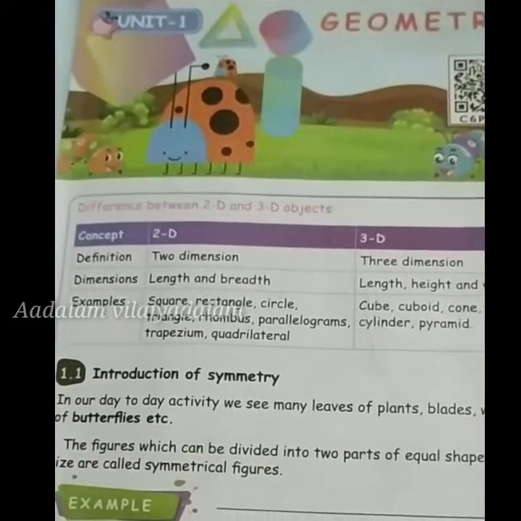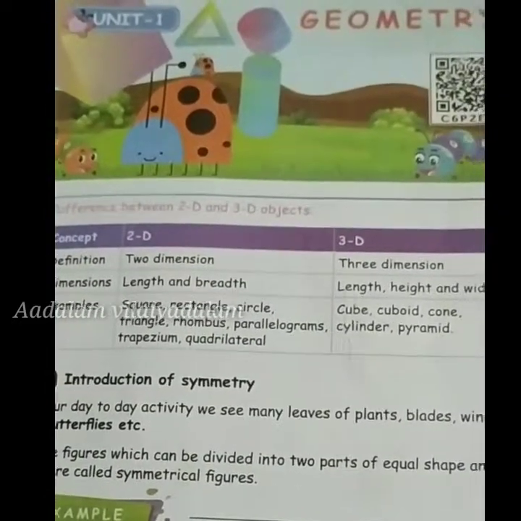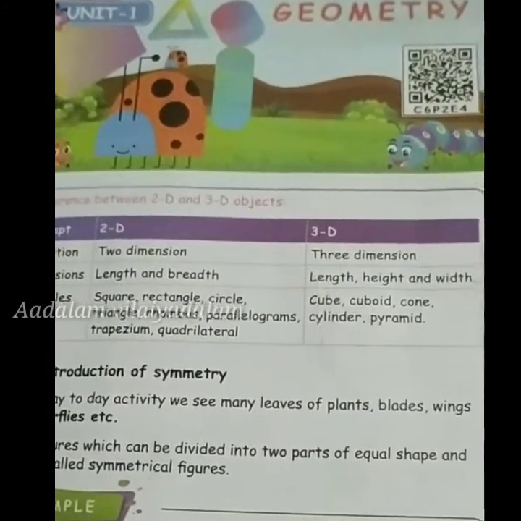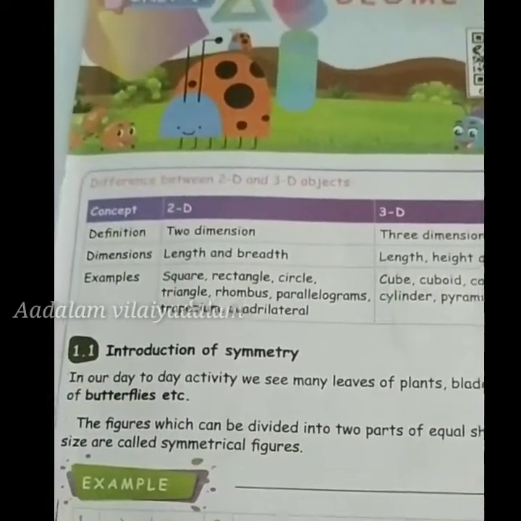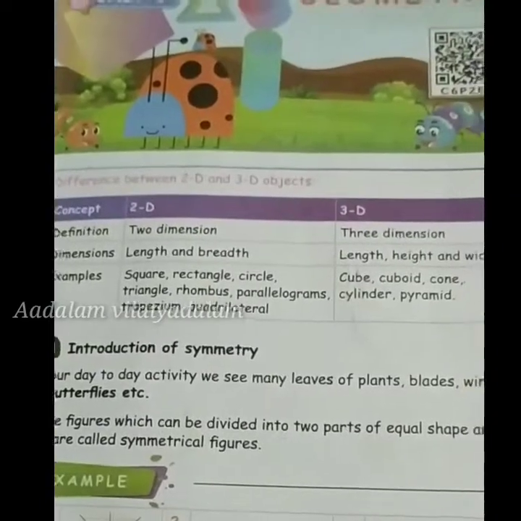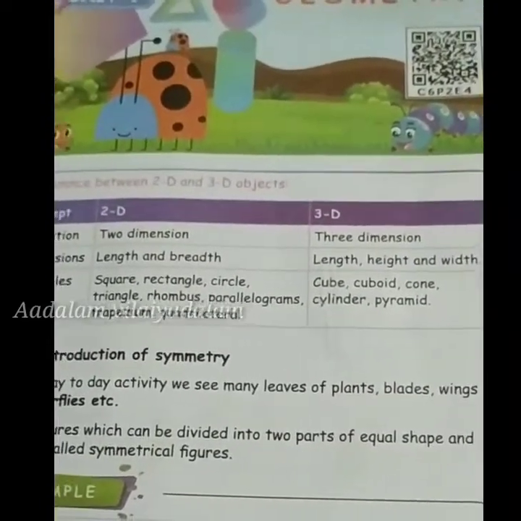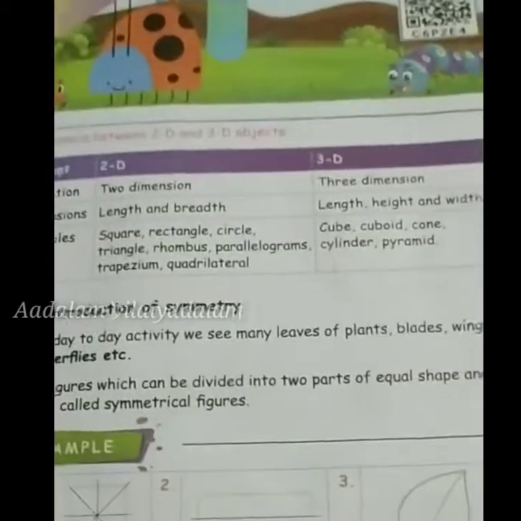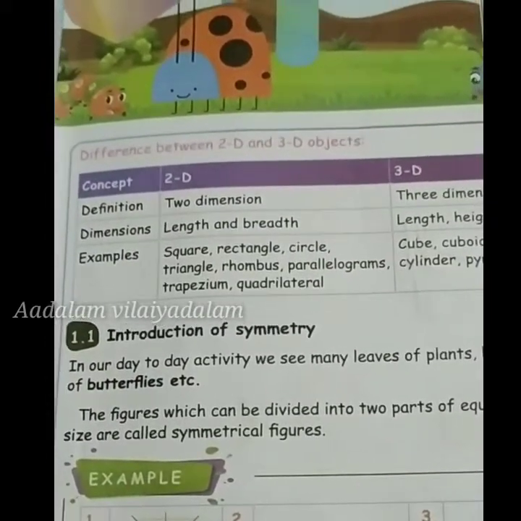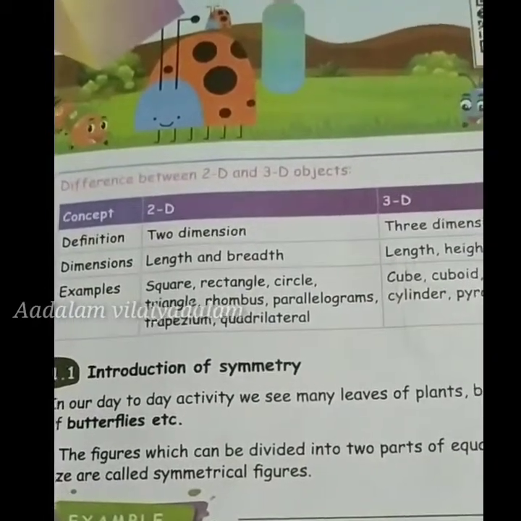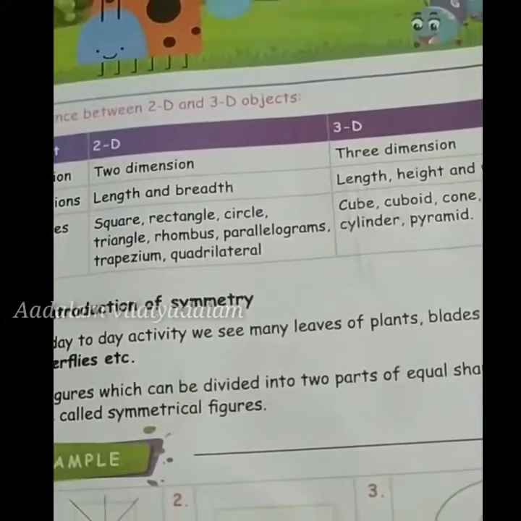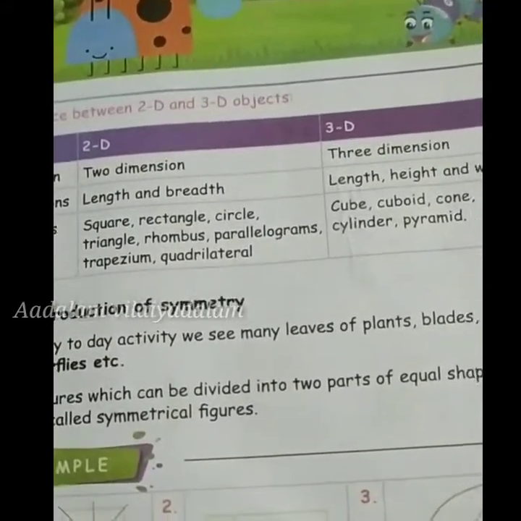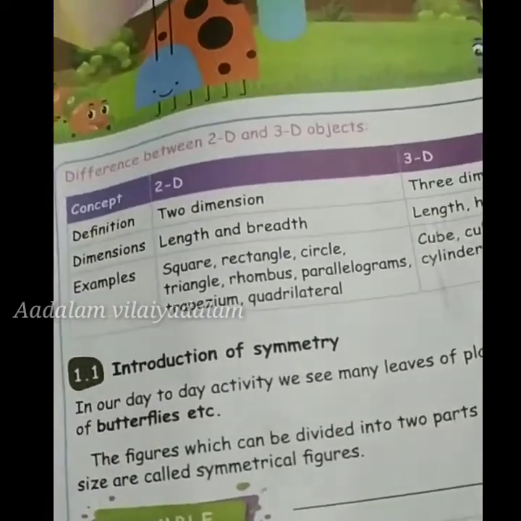You all have seen real things like the leaf, the blades of the plants, the wings of butterflies. They all have a line of symmetry in their own way. When a leaf is cut into two halves, it has a line of symmetry. The square has 4 lines of symmetry, so it is easy for you to understand. In the rectangle, both opposite sides are equal when you separate it with a line into 2 equal parts.